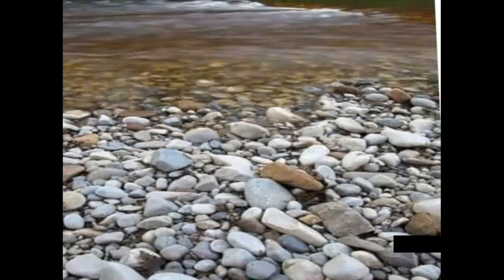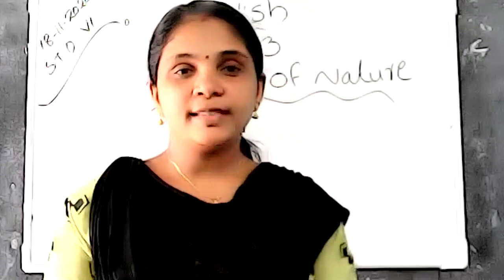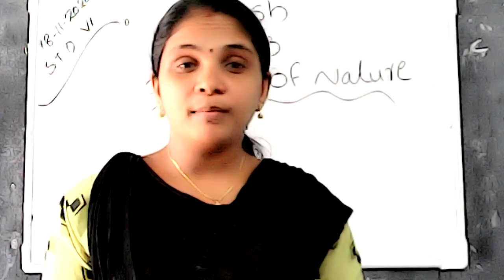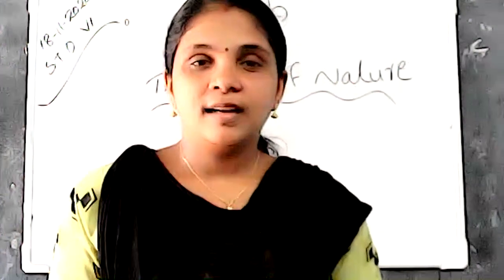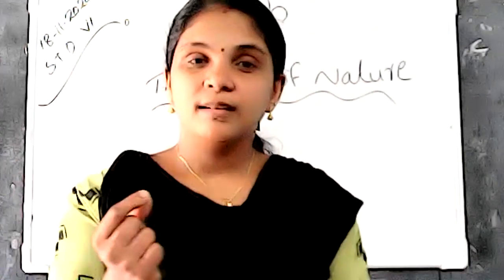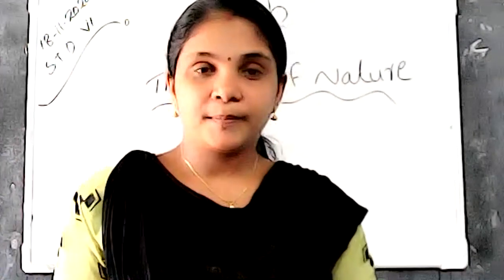This is the beautiful pebble. Then pebble again changed to the sand to make a beautiful beach. This is the transformation of rock to a sand or to the pebble. How is the transformation? Can you imagine that? It's a very long process that goes on to make a grain of sand.